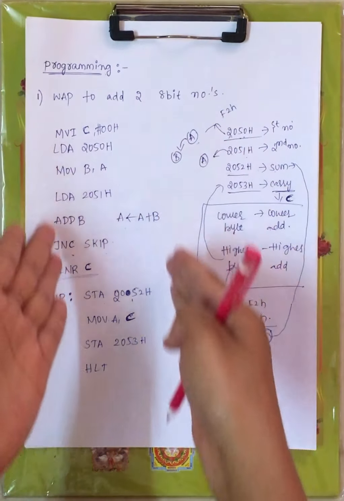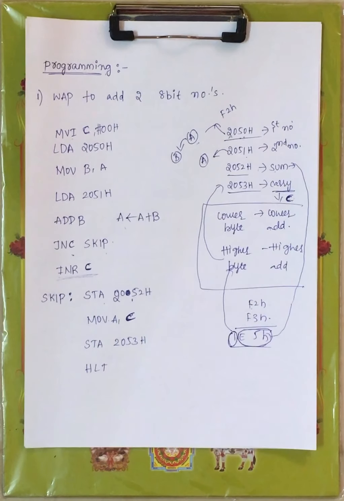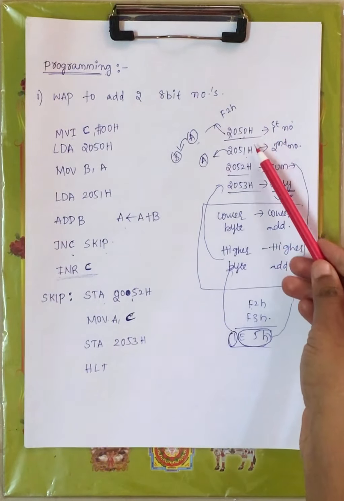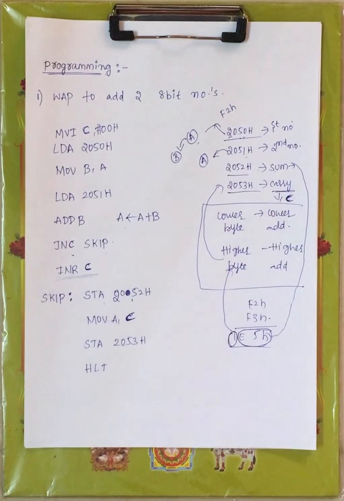This is the program to add two numbers. Now let me explain one by one again. We have 4 memory locations, that is 2050H, 51, 52 and 53H.